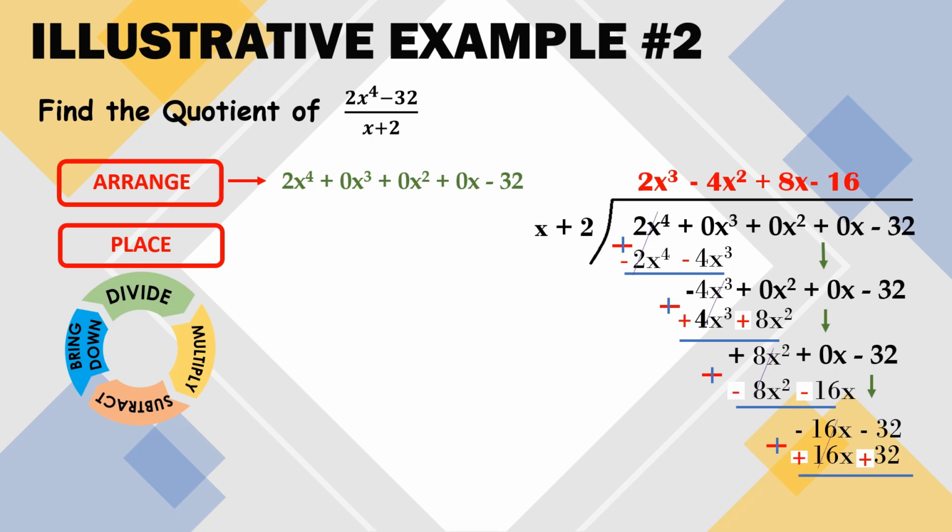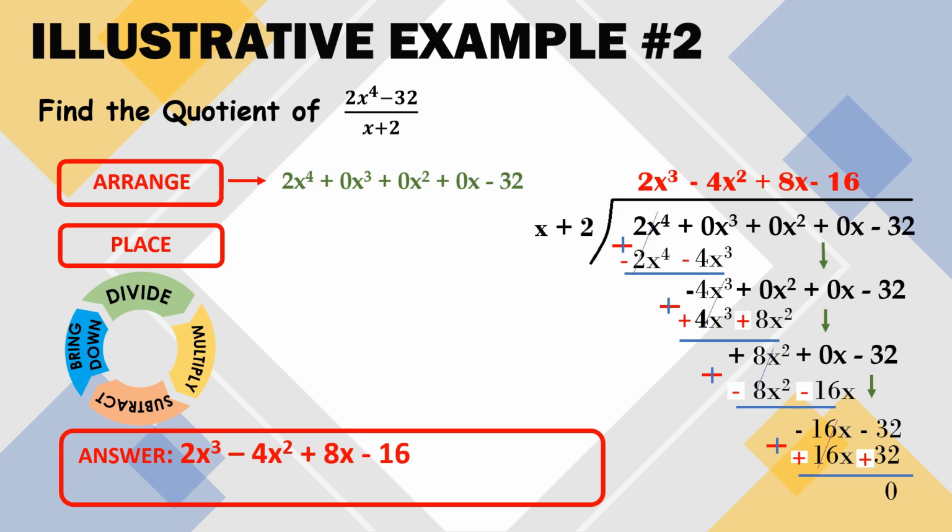Negative 16x plus positive 16x is 0. Then, negative 32 plus positive 32 is also 0. Then, we're done with our division. Since the last term here is 0, there will be no remainder for this one. So, our answer is 2x cubed minus 4x squared plus 8x minus 16.